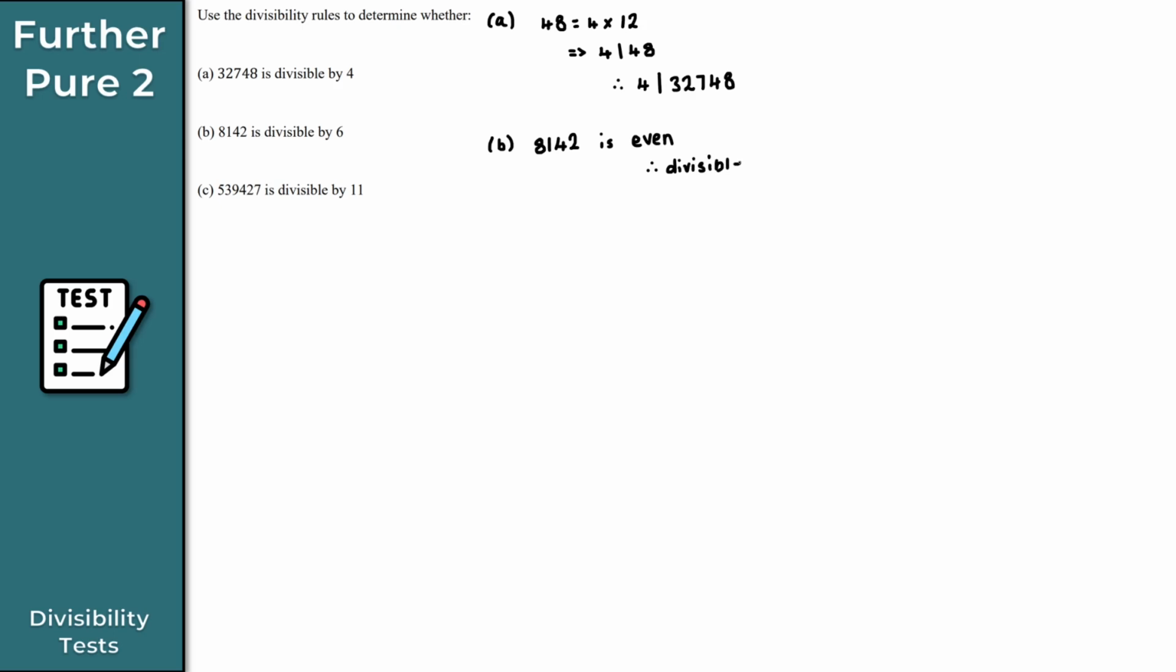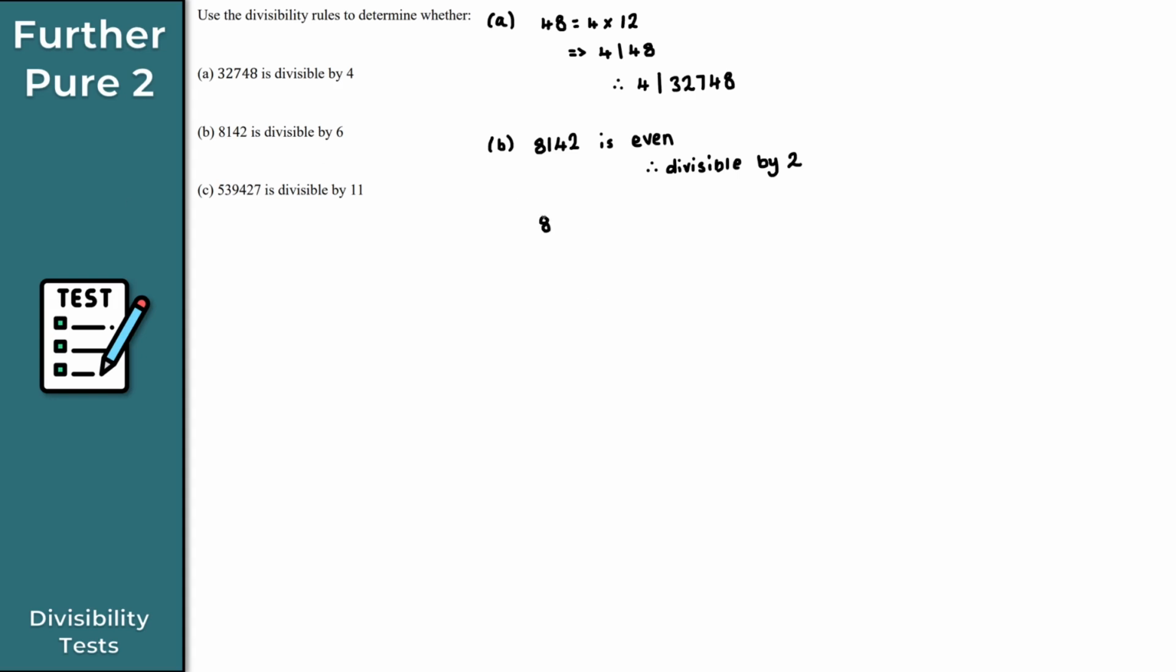Divisible by 2. And now for divisibility by 3 here. It always trips me up. And now for divisibility by 3 here, all we need to do then is add the digits together.